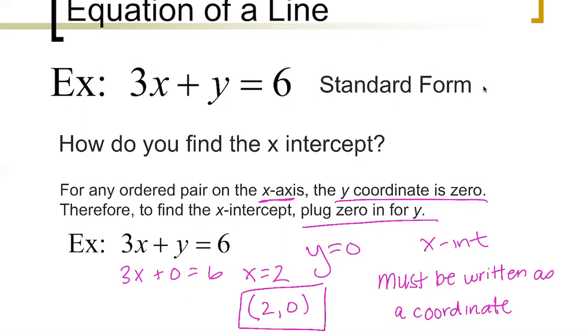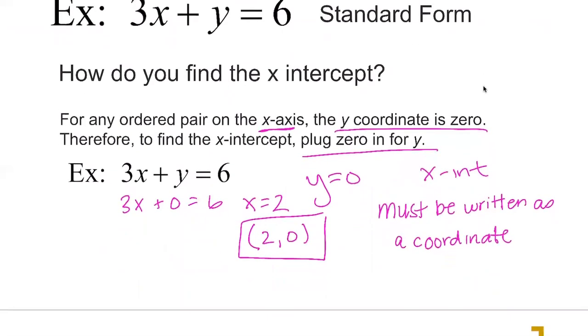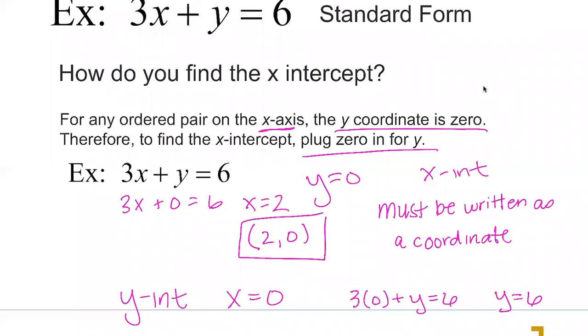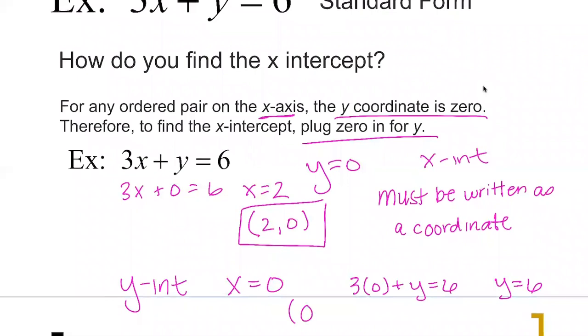Now, if we were finding the y-intercept, your y-intercept is where it's crossing the y-axis. So when you're crossing the y-axis, your x value is 0. So you're gonna plug a 0 in for your x. So we'd have 3 times 0 plus y equals 6. And we get a y of just 6. Again, this has to be written as a coordinate. So we would have to write this as 0, 6.